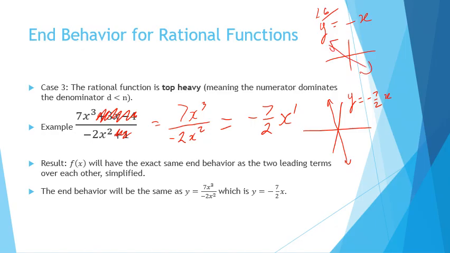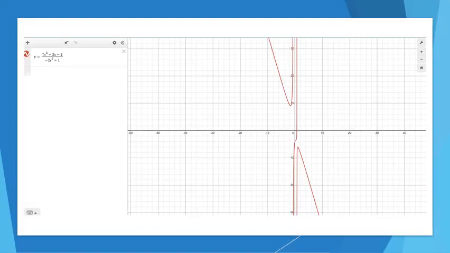This is going to be the end behavior for that entire rational function there, which means as x goes to the left, this is going to go up, and as x goes to the right, this is going to go down. This is what this graph looks like. So obviously it's not as clear as a linear line in the middle, but we don't care about that. We just care what happens as x goes to positive and negative infinity.